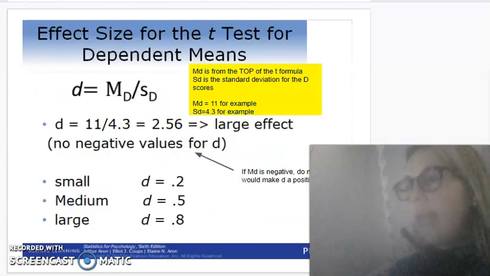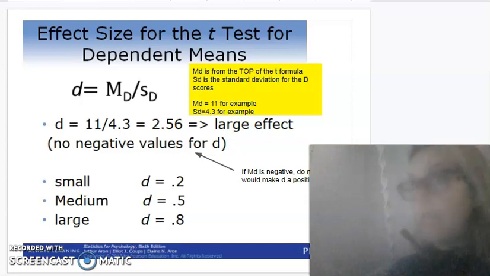Once we've done that, we still are doing Cohen's d, but Cohen's d would be calculated a little bit differently. It would still be the top of your t, your mean difference score, divided by standard deviation. So you would take the standard deviation you used in calculating estimated standard error and divide by that, and that would be your Cohen's d. Your Cohen's d is still the same distribution as what I talked about in part 1 for your independent t-test. Again, if d is less than 0.2, there's no effect.